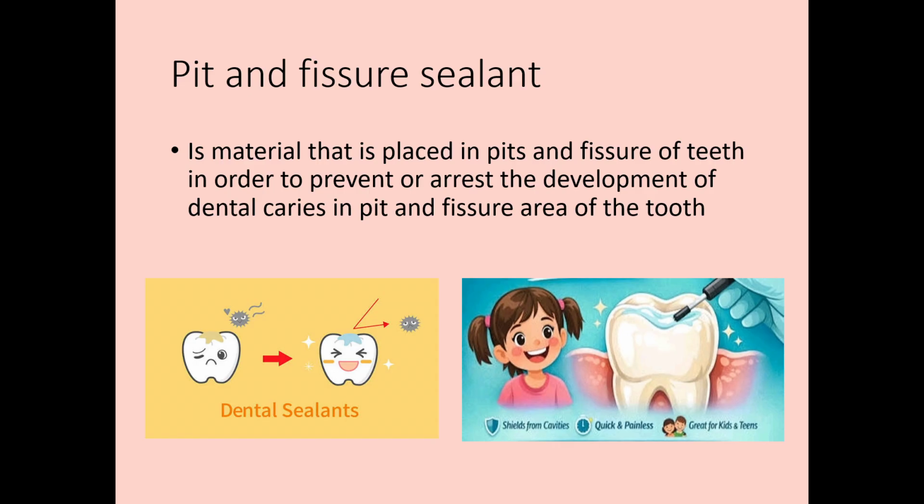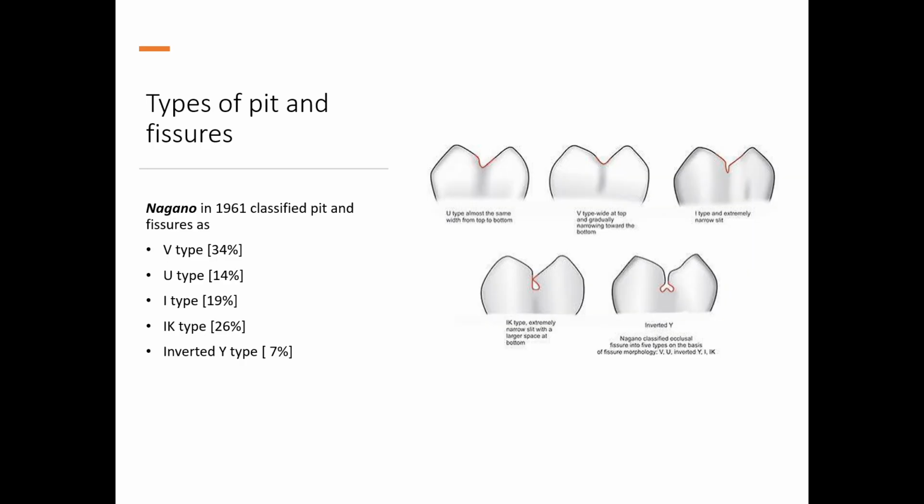So, pit and fissure sealant is a material that is placed on the pits and fissures of the teeth in order to prevent or arrest the development of dental caries on the tooth. You can see a tooth without the pit and fissure sealant is more prone to decay than the one with the fissure sealant, which prevents decay and protects the tooth. Types of pit and fissures. According to Nagano in 1961, he classified the pit and fissures as U-type, V-type, I-type, IK-type and the inverted Y-type.